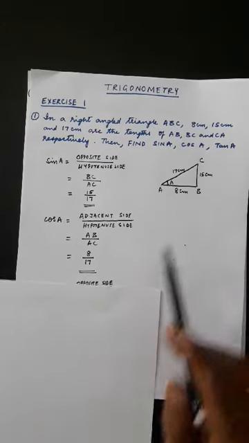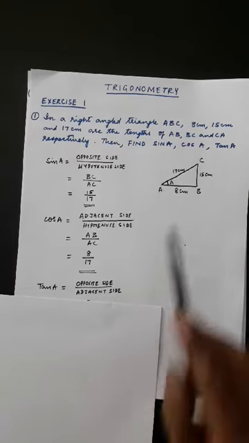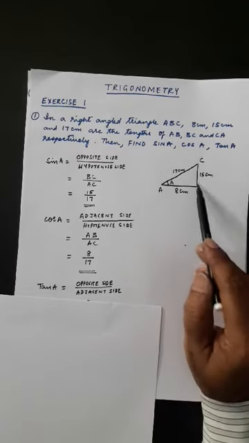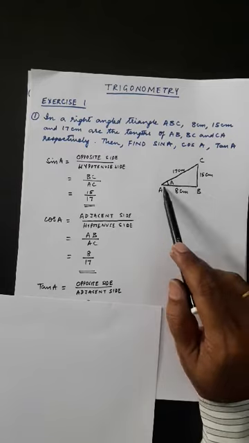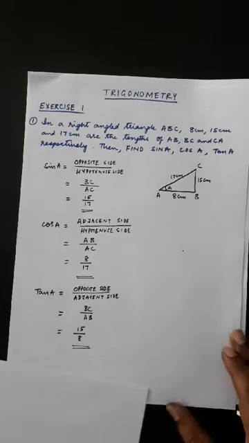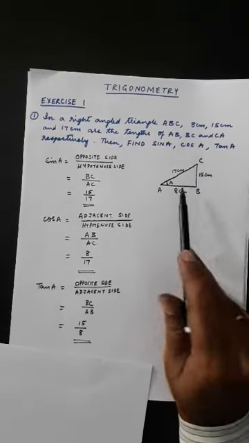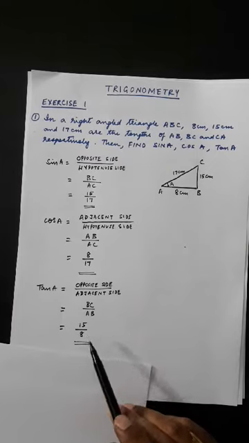Similarly, tan A. Tan A is opposite side by adjacent side. So opposite side is this one, BC, and adjacent side is AB. So BC divided by AB, which is nothing but 15 divided by 8. So tan A is 15 divided by 8.